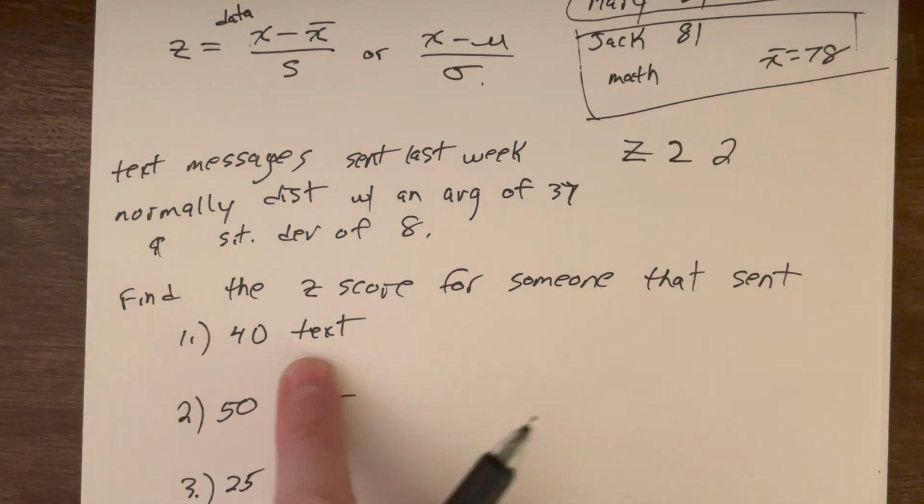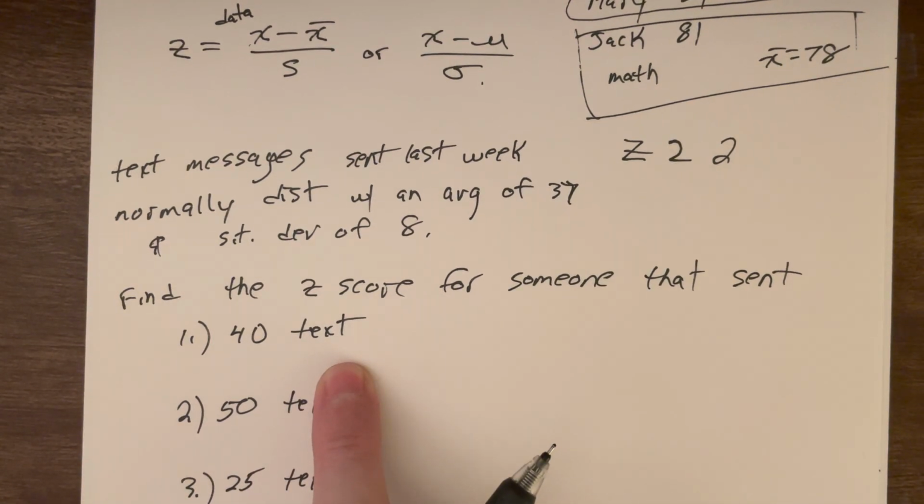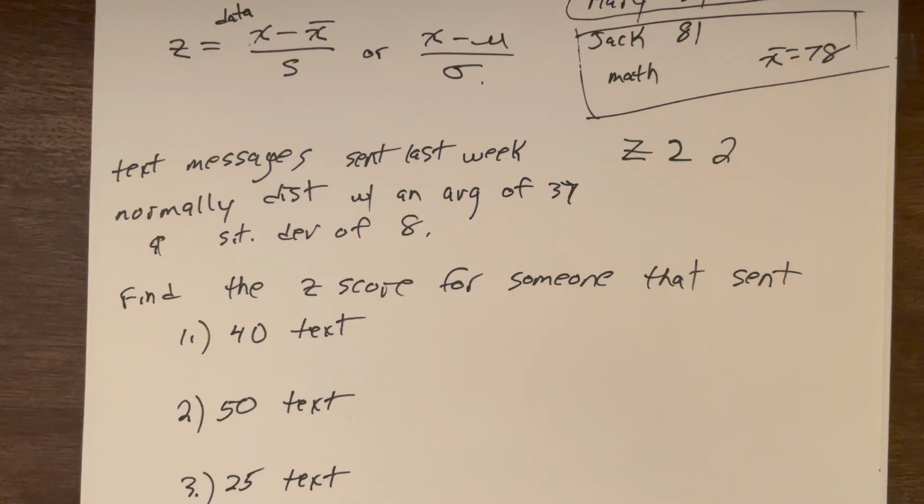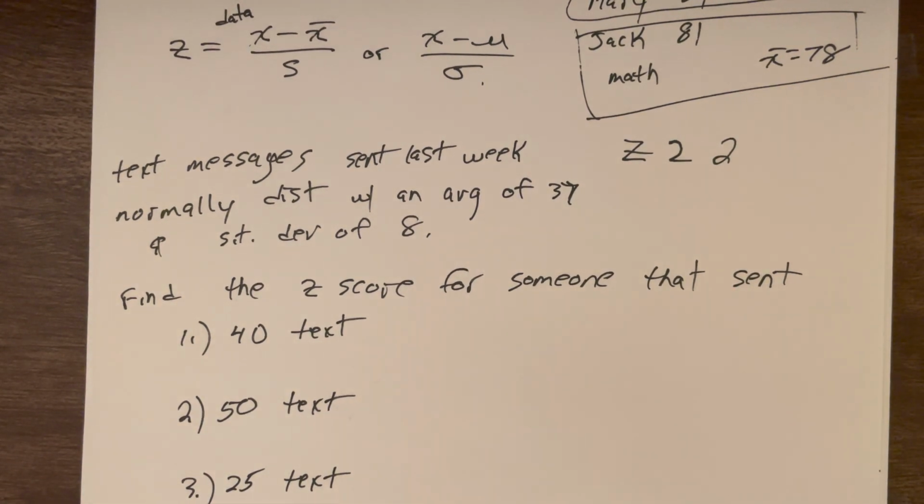Your data value still has units. Your z-score is unitless. That's why in a few more minutes, this is a pretty lengthy video and we still got a little bit more to go, but that's why in a few minutes you'll see that you can use this to compare different data sets, because the z-score is unitless.